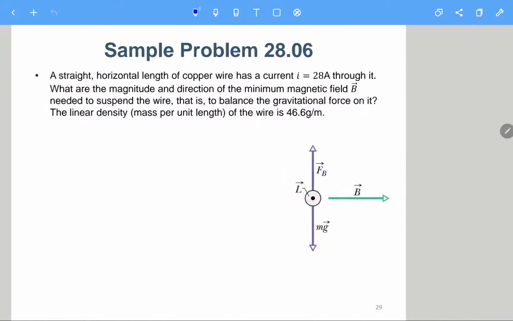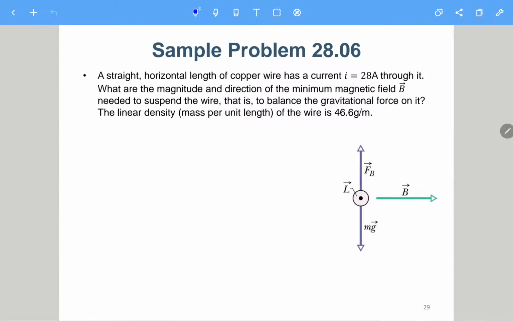Okay, so we have a sample problem here. We have a straight horizontal length of copper wire that has a current I out of the page. What are the magnitude and direction of the minimum magnetic field B needed to suspend the wire? That is, to balance the gravitational force on it. The linear density of the wire is this one.